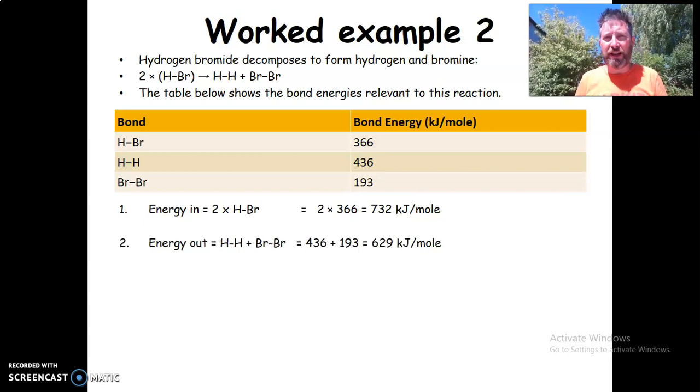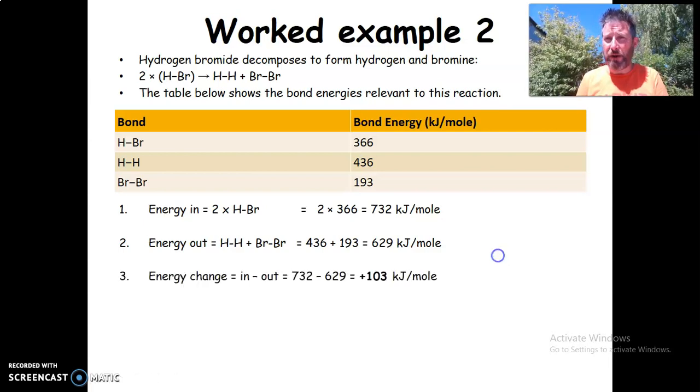The energy out then, this time I'm making an HH bond there, and I'm making a BrBr bond. So an HH bond is 436, a BrBr bond is 193. So HH plus BrBr gives us 629. So step 3, the energy change is in minus out. So in minus out, 732 minus 629 is plus 103 kilojoules per mole.